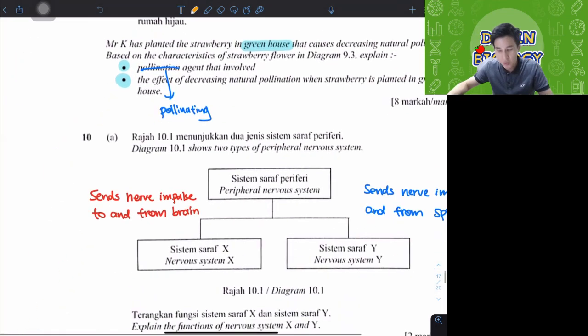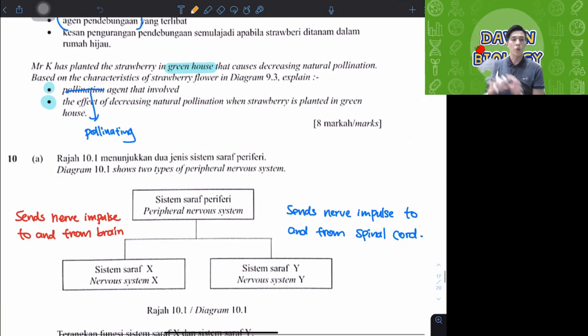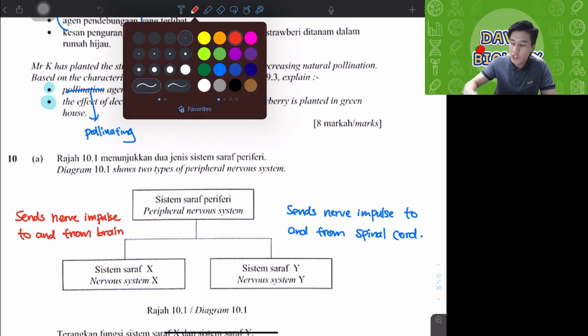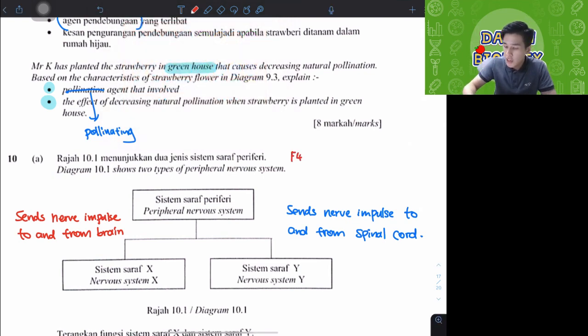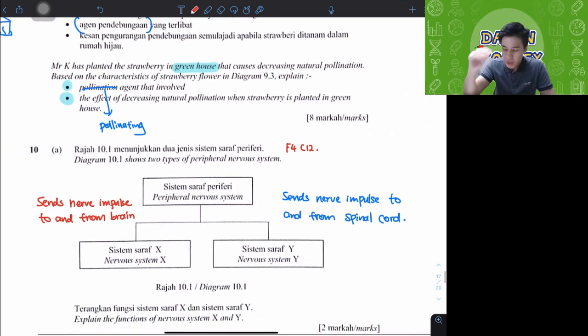Then next question, question 10. Now, question 10 is Form 4, Chapter 12, Nervous System. Now, this chapter can come out in essay or structure this year. Have quite high chance, so pay attention a bit.